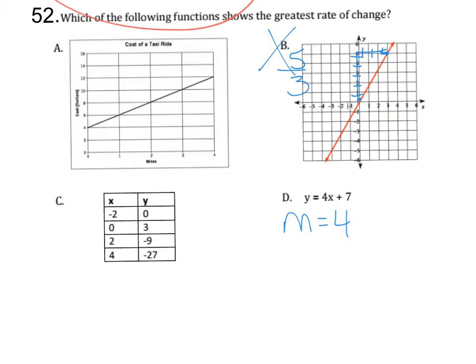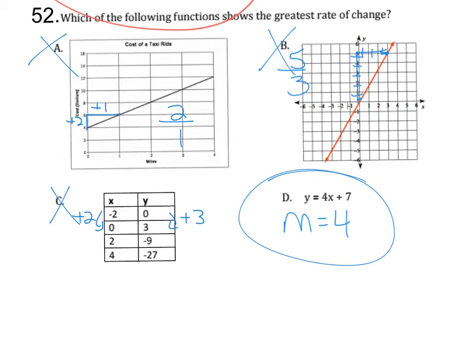Now, let's look here. I know this is kind of fuzzy. What are we counting by here? We're counting by 2, 2, 4, 6, 8. So when I do my slope triangle here, I'm going up 2 and over 1. So this has slope 2 over 1. Is that bigger than 4? Nope. And then if we look at C, we have to do it from the table. We go up 3. We go up 2. That's also not bigger than 4. So D has the greatest rate of change.